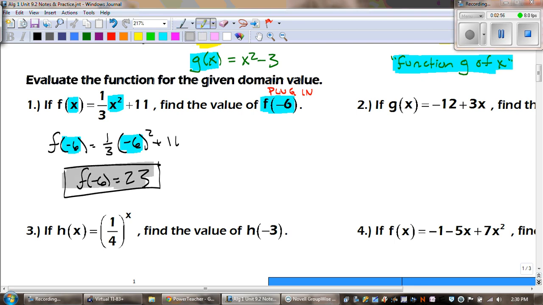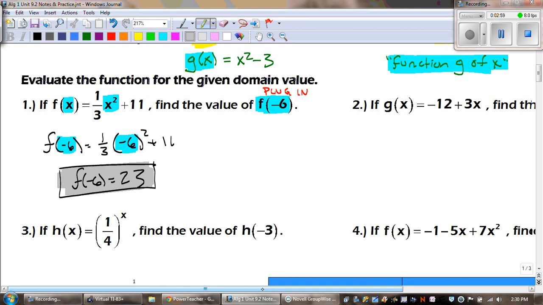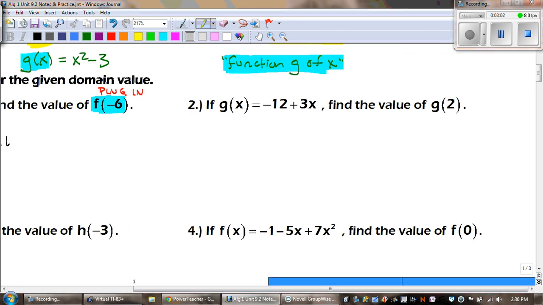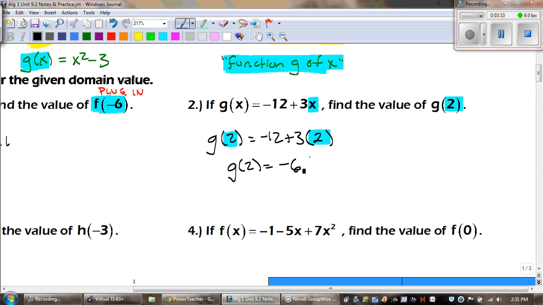Okay, notice how we have the f of -6 in our answer. That's telling us because we're plugging that in. Okay, the next one we're plugging in g of 2. And wherever there's an x, that's what we're plugging into. Now this one you might not need a calculator, because 3 times 2 is 6. -12 plus 6 is -6.